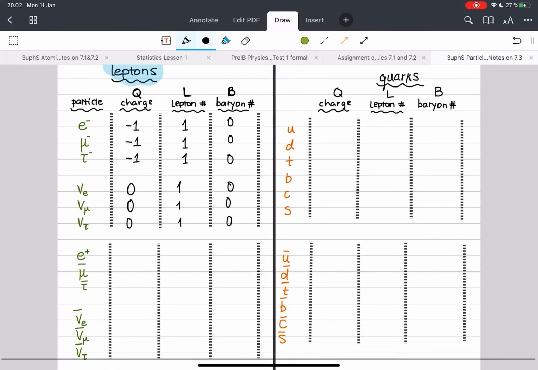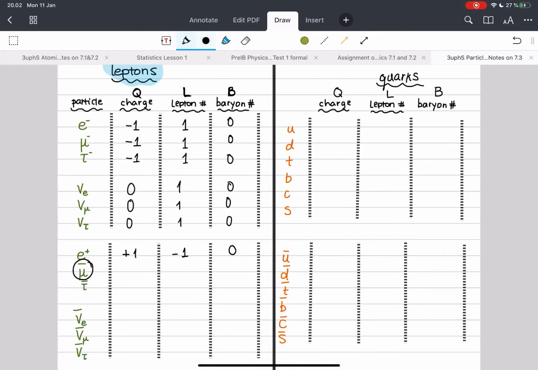Now, each particle comes together with an antiparticle. The antiparticles are particles that have the same mass, but they have opposite Q, L, or B. So opposite charge, lepton number, and baryon number. In this case, the electron has an antiparticle we call the positron, as you also have seen quite recently. And this has a charge of +1, lepton number of -1, and baryon number of 0.